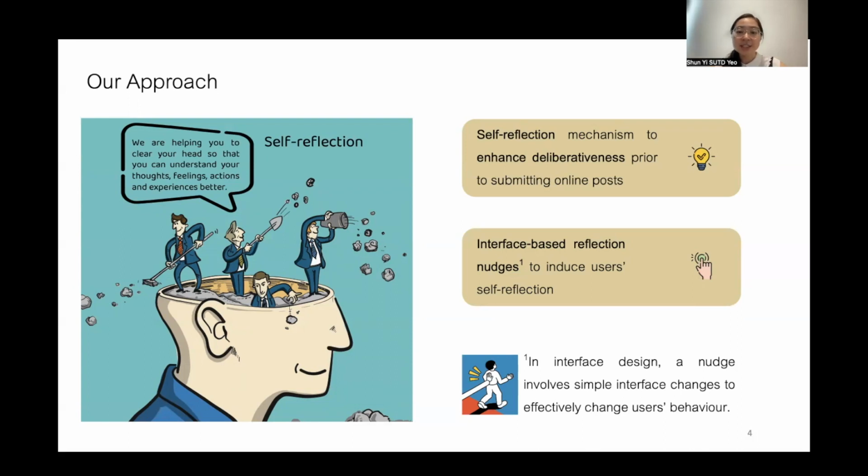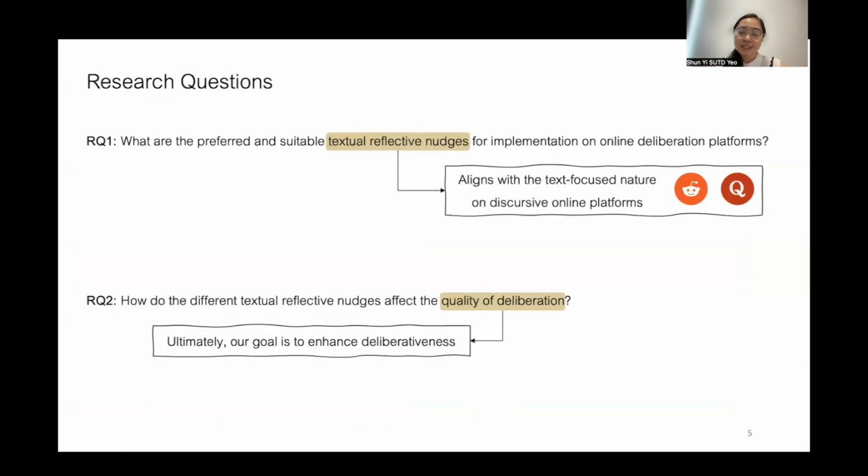Nudges are essentially simple interface changes to effectively alter users' behavior. To facilitate our approach, we ask two research questions. Firstly, we seek to understand what are the preferred and suitable textual reflective nudges for implementation on online deliberation platforms. We chose to focus on textual-based reflective nudges so as to align with the text-focused nature of online discursive platforms.